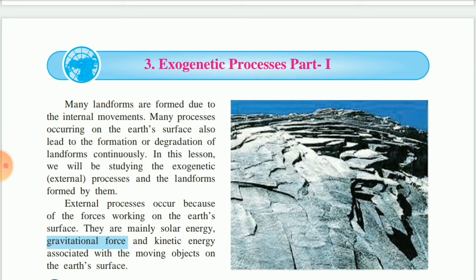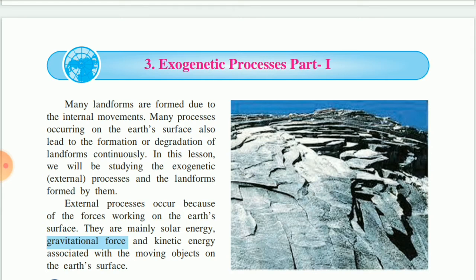We are going to start lesson 3, that is exogenetic process part 1. In the previous chapter we have studied endogenetic process. Now we are going to study exogenetic process. So endogenetic process means internal process and exogenetic process means external or outside process.